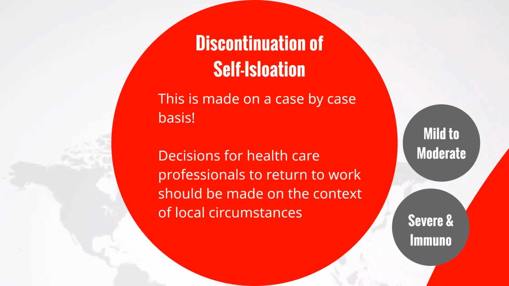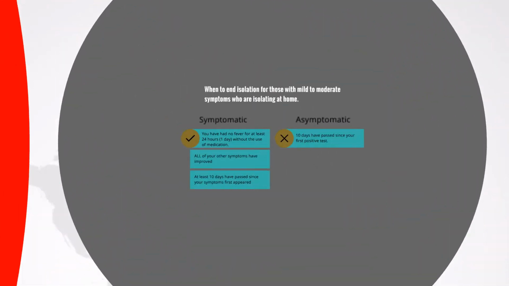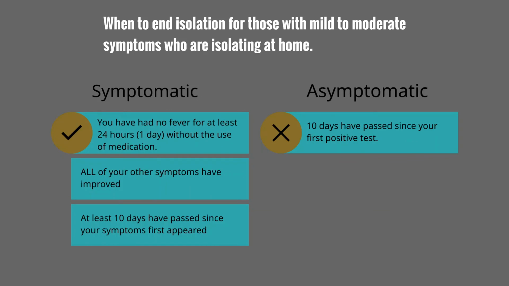And then the last step, discontinuation of self-isolation. This is made on a case-by-case basis. Decisions for healthcare professionals to return to work should be made on the context of local circumstances. The CDC recently changed this, so it was test-based, but now remember it's symptom-based. This slide is assuming that the person was able to self-isolate at home and they had mild to moderate symptoms.